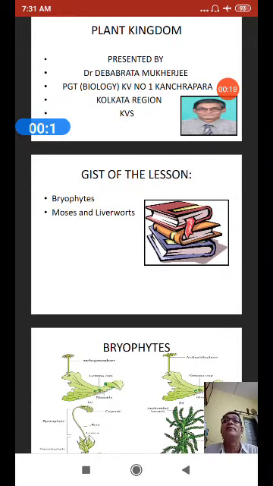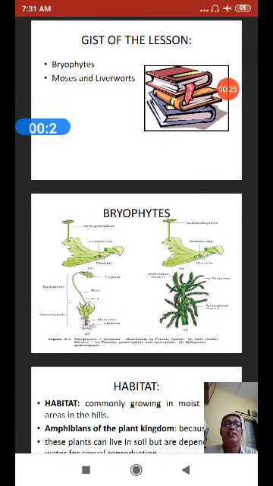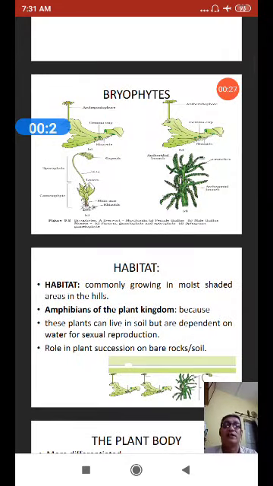First, you have to study the gist of the lesson. We will study today bryophytes and the two types, mosses and liverworts, in detail. Here you see the pictures of bryophytes.